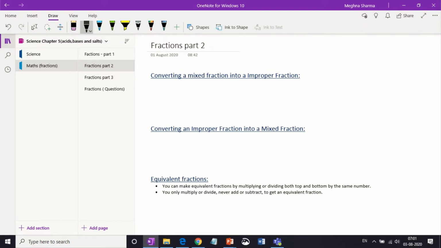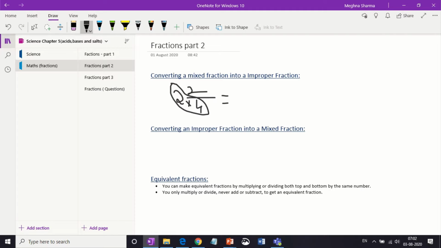For example, let me take 2 and 2 by 4. Now I have to convert this into an improper fraction. How do I do that? First, these two numbers, the whole number and the denominator, we have to multiply. 4 twos, or 2 fours, are how much?